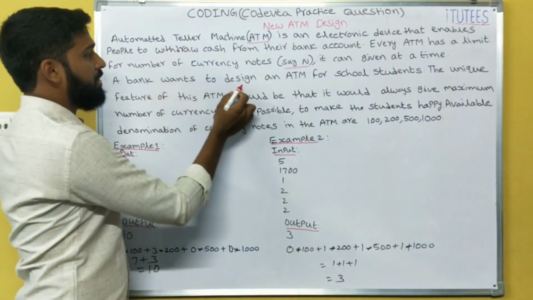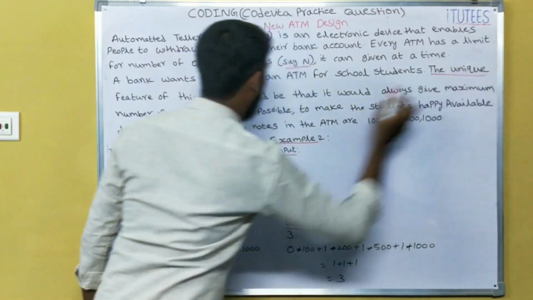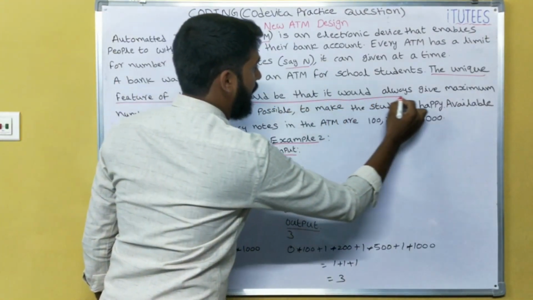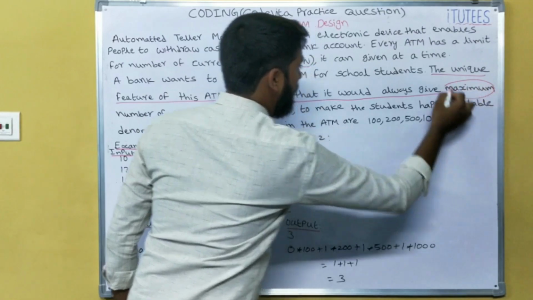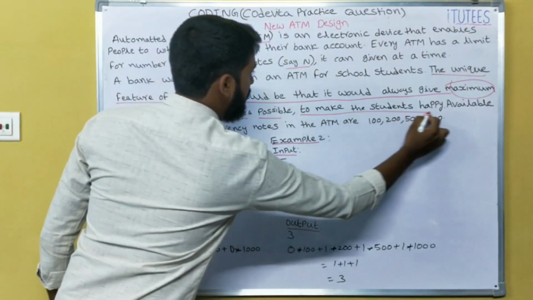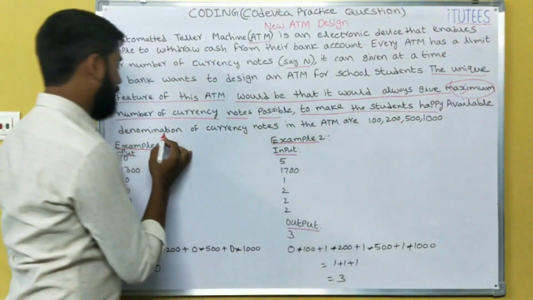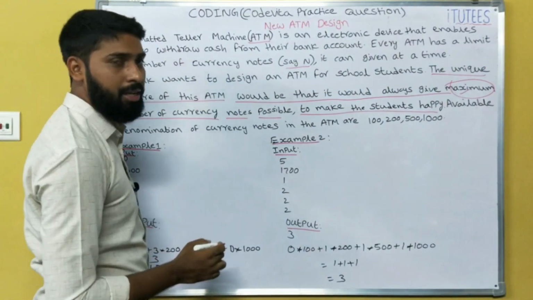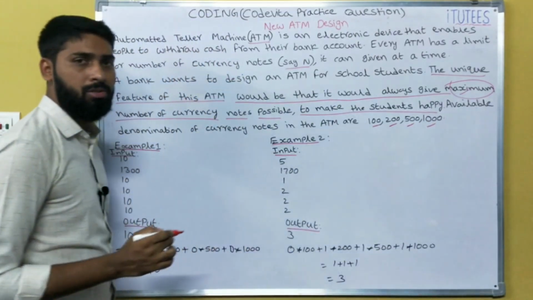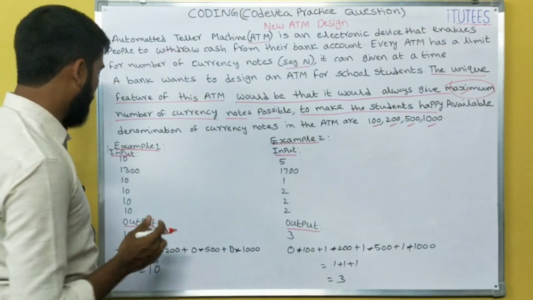A bank wants to design an ATM for school students. The unique feature of this ATM would be that it would always give the maximum number of currency notes possible to make the students happy. So this is the task for us. The available denominations of currency notes in the ATM are 100, 200, 500 and 1000. Now we can discuss this with one example for better understanding.